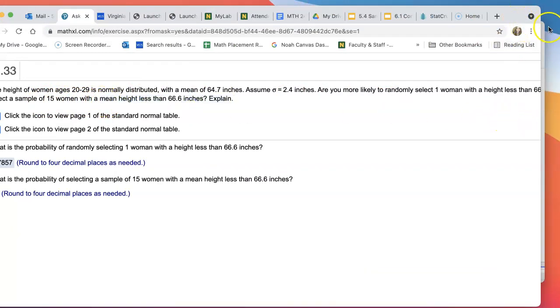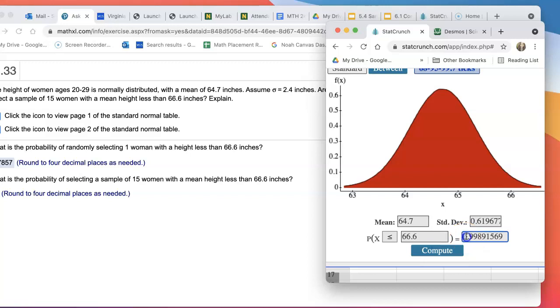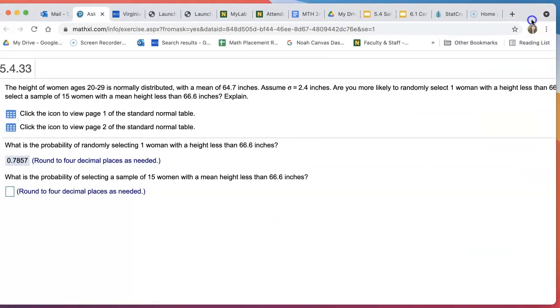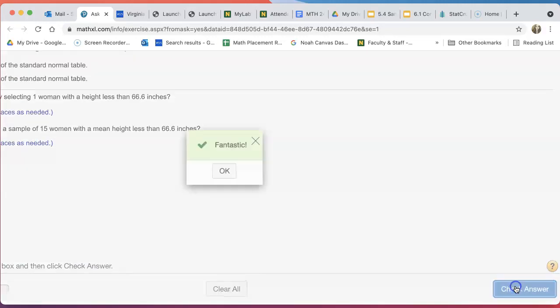So I'll go ahead and click on compute because it is set as less than or equal to 66.6. Look at that. The answer is 0.9989. So that's much higher. Go ahead and check answer.